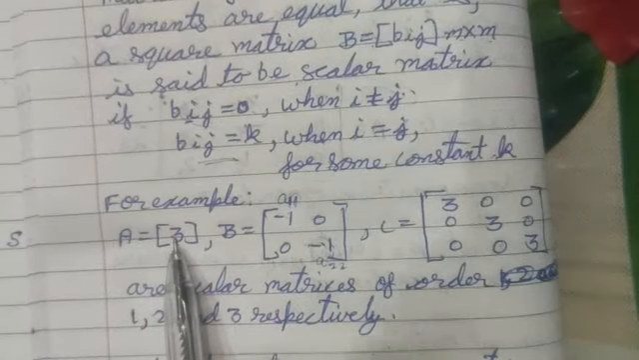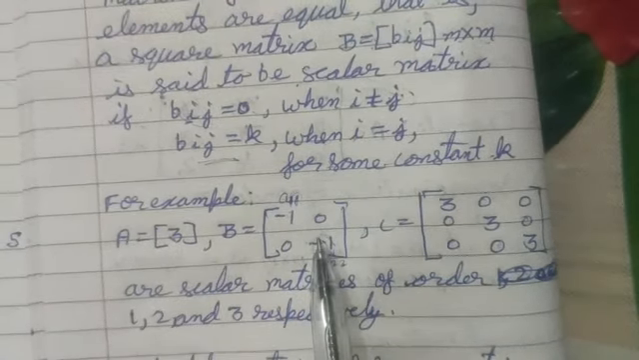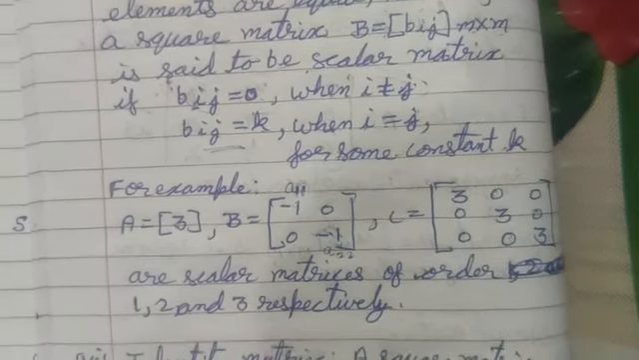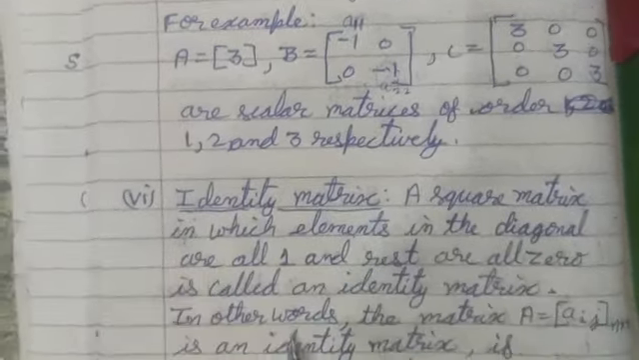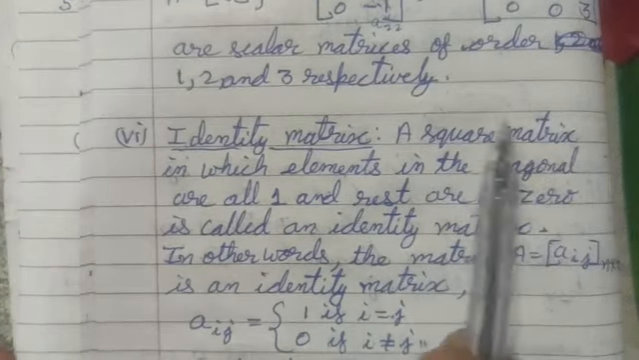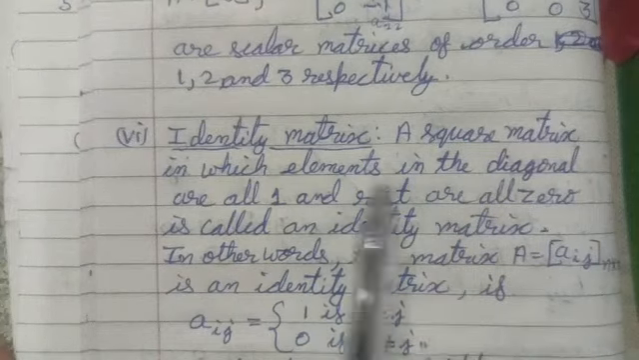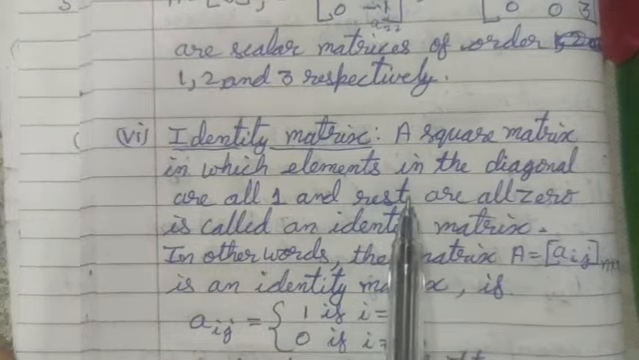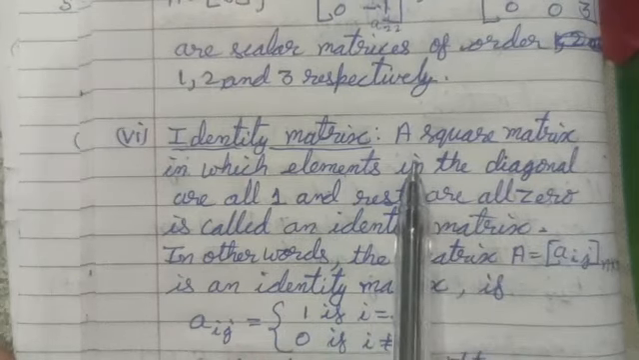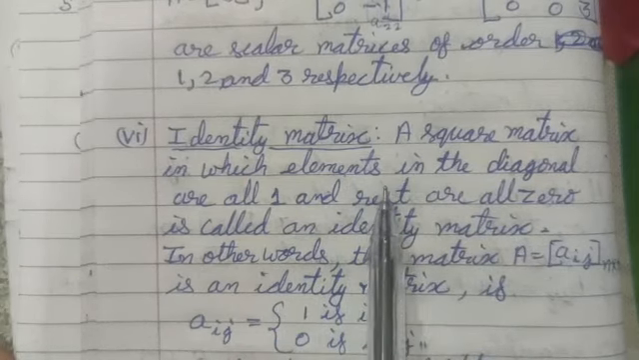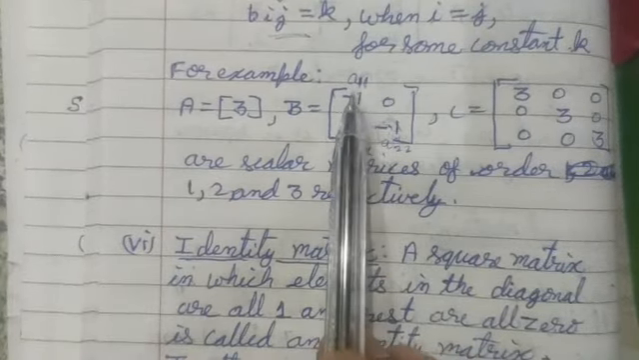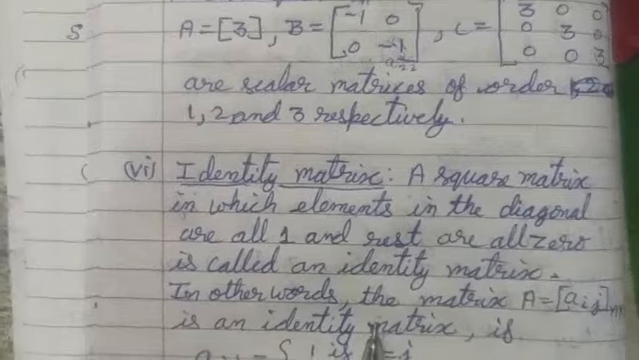Now A is a scalar matrix of order 1, this is a scalar matrix of order 2, and this one is a scalar matrix of order 3. Now the sixth one is the identity matrix. The identity matrix is also a scalar matrix. A square matrix in which the elements in the diagonal are all 1 and the rest are all 0 is called an identity matrix. This identity matrix is also a scalar matrix, but it has one more property, that all its diagonal elements are equal to 1.